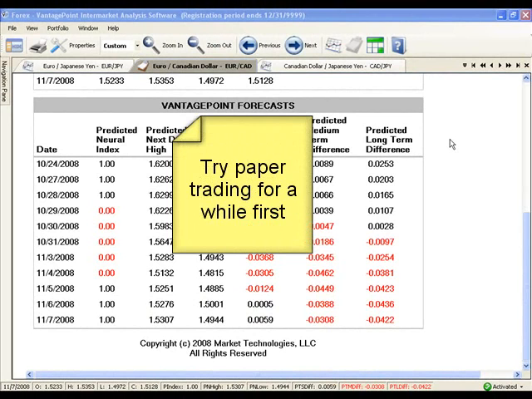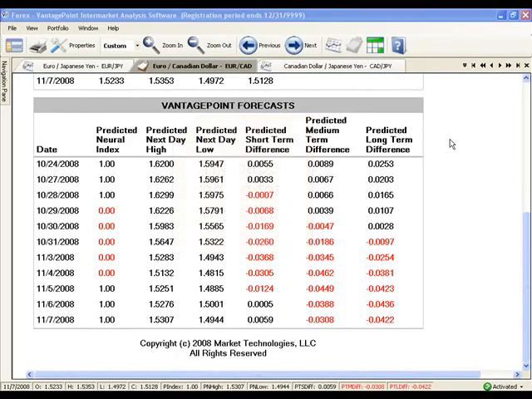Try paper trading this for a while first, and then once you get the hang of it, you could try a real trade in the open markets.